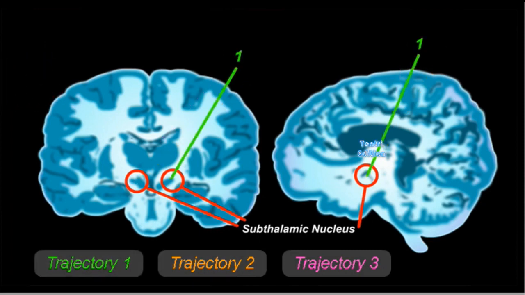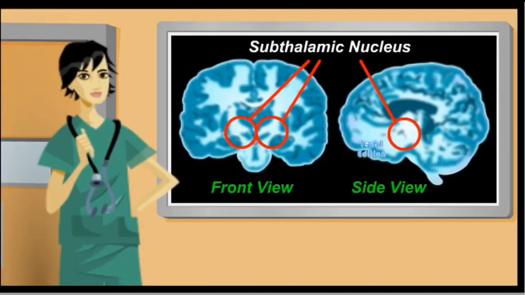Great job. This is a good trajectory to the target. It doesn't go through any sections of the brain that would be permanently damaged by the probe. Now we have mapped our trajectory to the target. It will be saved in the computer for the day of surgery.